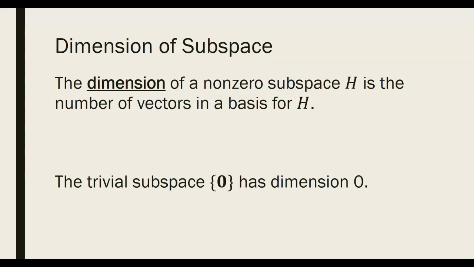By the way, notice it says non-zero subspace. What that means is that the subspace containing the zero vector only, that trivial subspace, is going to be unique, and we're going to say that has dimension 0. All right, so the zero subspace, the subspace that only contains the zero vector, has dimension 0. For all other subspaces, the dimension is the number of vectors in a basis.